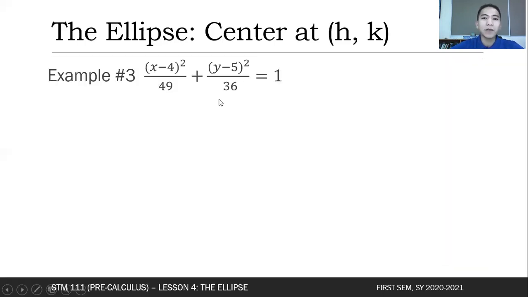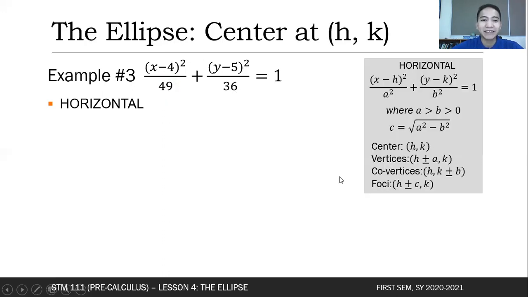So, let's have example number 3. Okay, so we have (x minus 4) squared over 49 plus (y minus 5) squared over 36 is equal to 1. So, first things first, identify anong klaseng ellipse siya. So, 49 na mas malaking denominator at nasa baba siya ng x, ibig sabihin niya ng isang horizontal ellipse at ito yung mga gagamitin mong formulas.